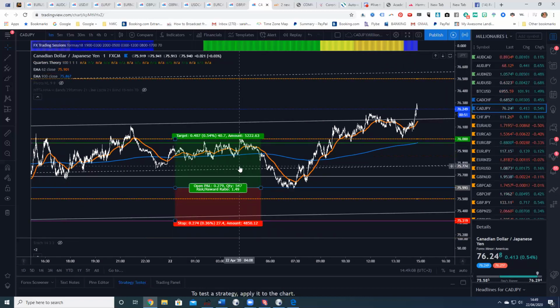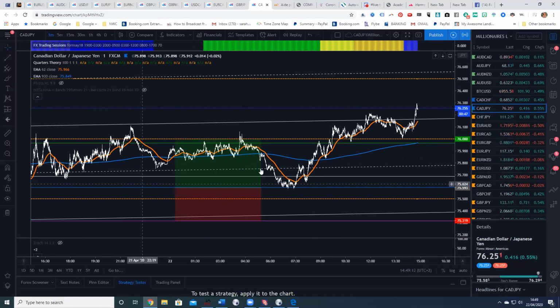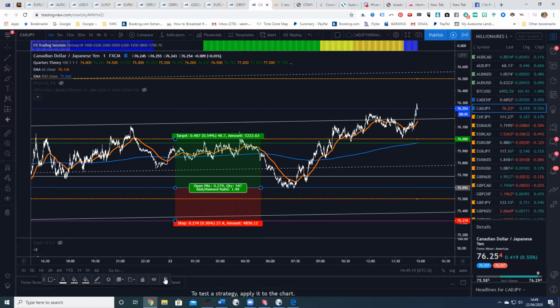So that was yesterday's CAD JPY. So we did, I've written it down somewhere, something like 40.7 pips on that, because I took it to quarter theory. So that was a good one, minus the 25 from the other one I called yesterday. So a net of 15 pips on that. So couldn't have done anything about yesterday's.